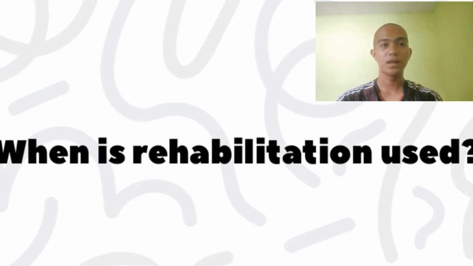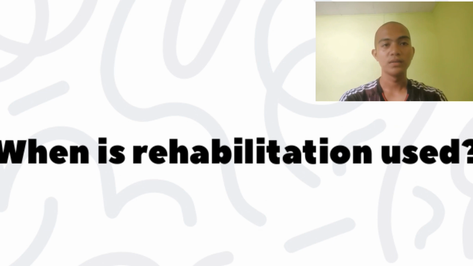When is rehabilitation used? Rehabilitation has three aspects. Number one was the non-violent crimes. Rehabilitation is often emphasized for non-violent offenders, such as those convicted of drug offenses, theft, or fraud, where the potential to reform is considered high.